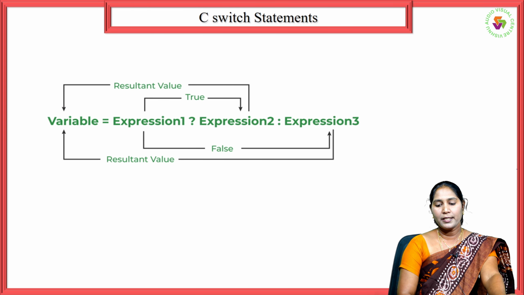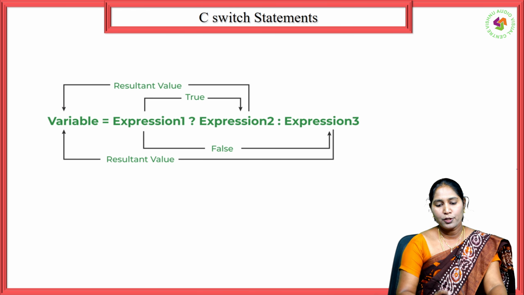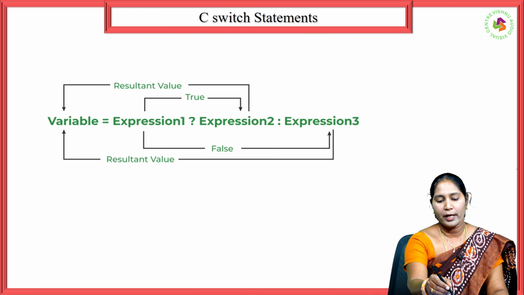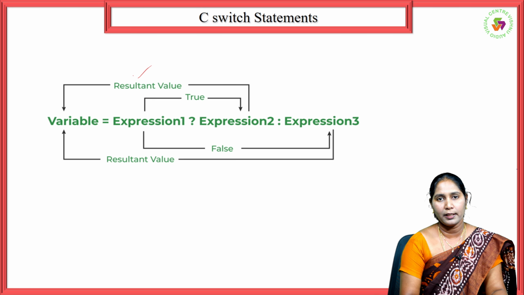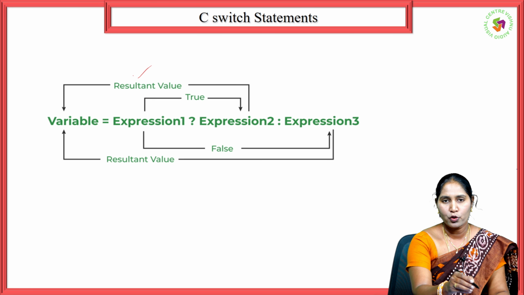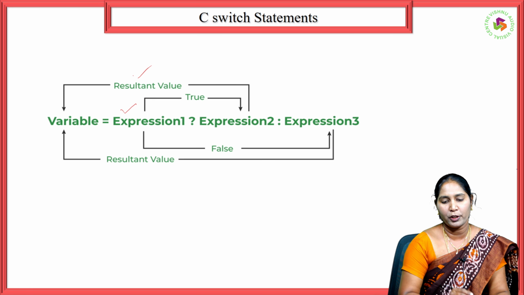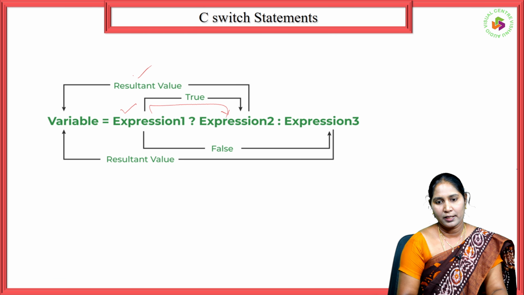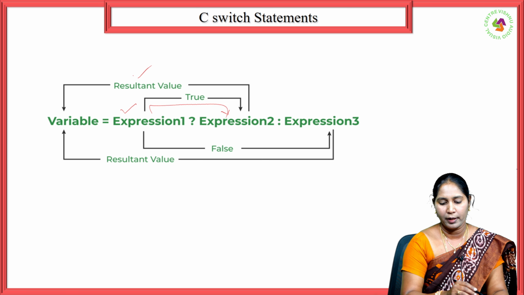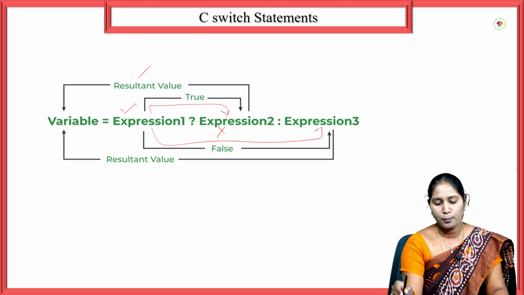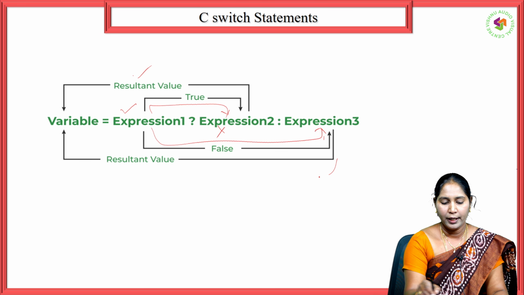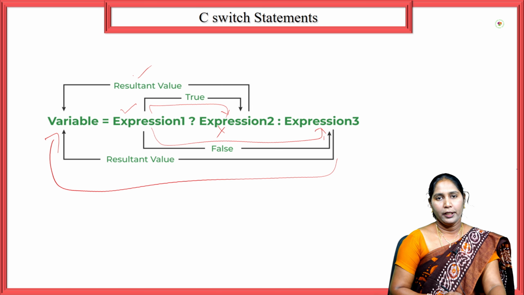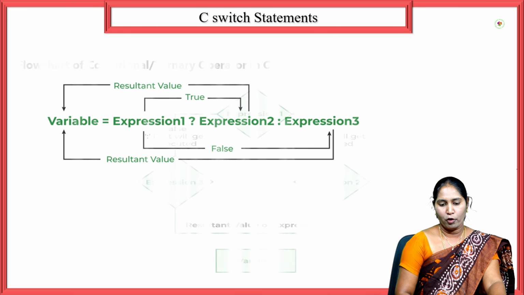So, this is the basic syntax. Okay, a variable is used for storing the value, so that's what we will specify as the resultant value. First, in order to store that value, it will check this particular expression. If the first expression is true, then what happens? It directly comes to expression 2, evaluates that, and stores the result in variable 1. If not, it skips this one and goes directly to expression 3, and that value will be returned back to the variable here. Okay, this is the scenario we will be following.